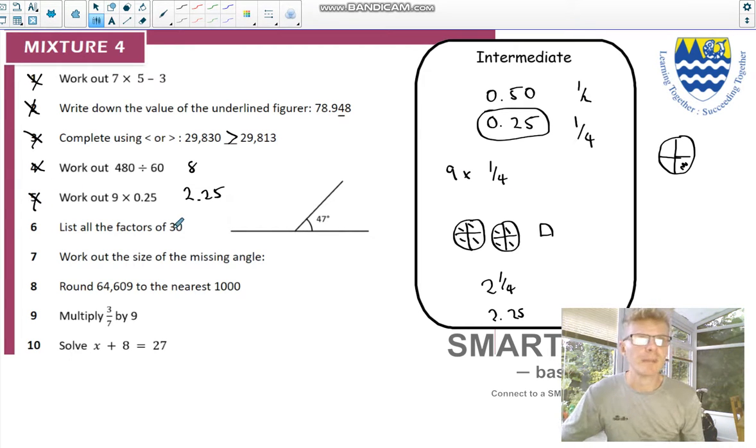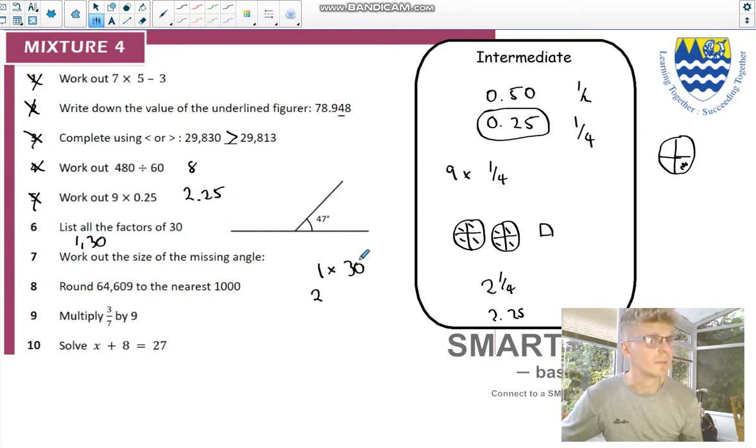Okay, so list all the factors of 30. So factors, I've spoken about them before as well. 2 numbers which multiply together to make that number 30. Okay, it's always nice to have a list that increases on one side and decreases on the other. So what do I mean by that? Well, here's my first 2 factors of 30, 1 and 30. And then, okay, so next factor, 2 times something.